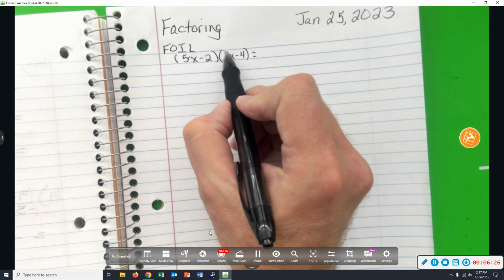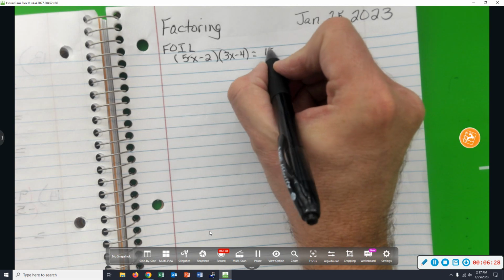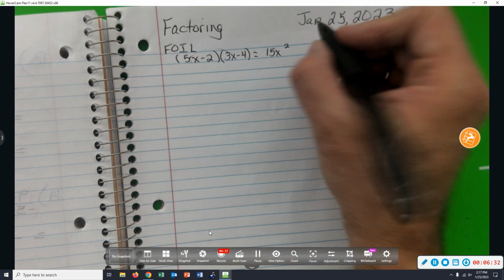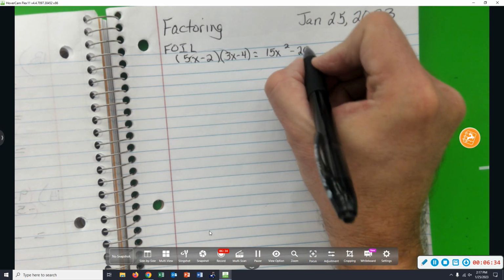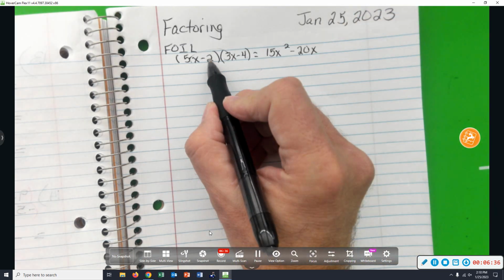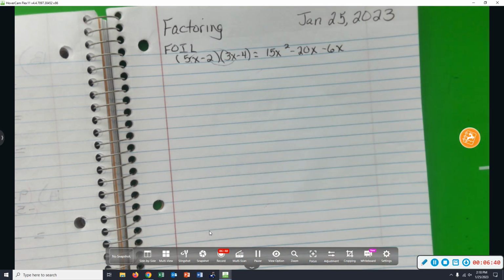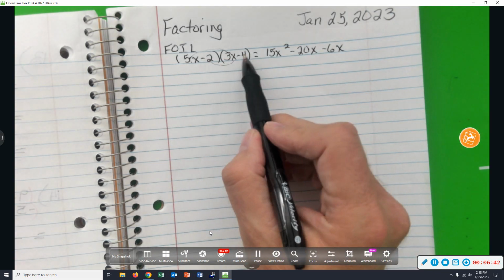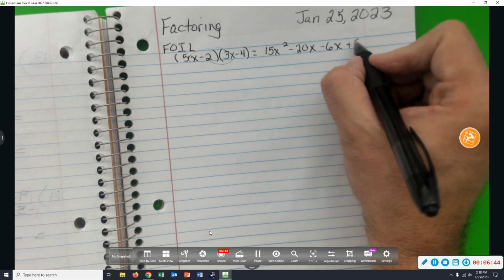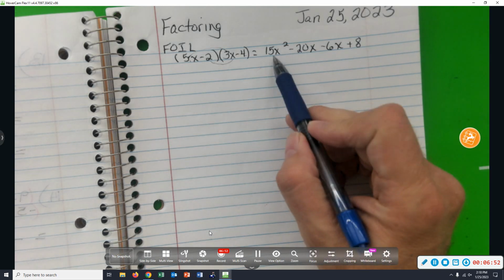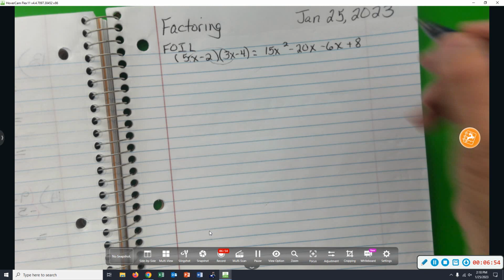So foiling this out, we'd have 15x squared. First, outer, is that a minus 20x? Then what? Minus 6x and plus 8. Then combine the like terms. There's nothing to combine with the 15x squared.